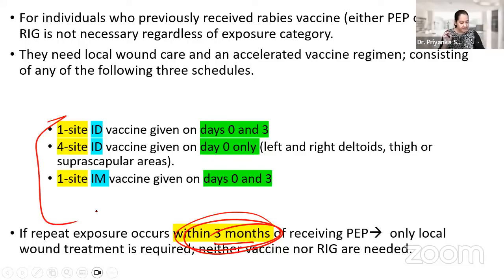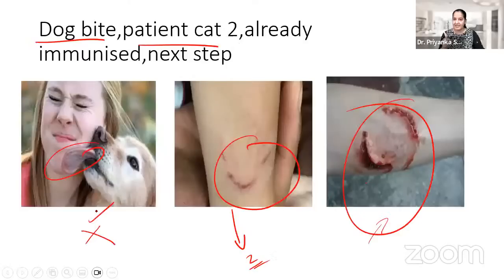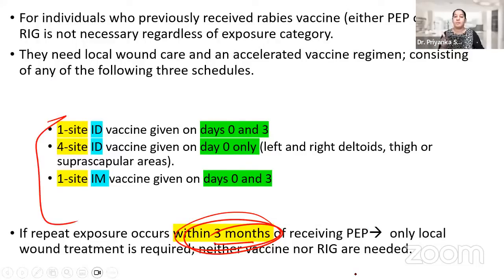Okay. So the person is immunized, it is mentioned. If the person is immunized, and the dog is also immunized, and it is category 2 or category 3, it doesn't matter. The answer will be observation along with antibiotics to prevent secondary bacterial infection. There is no gold standard treatment or drug of choice for this. Any broad spectrum antibiotic can be given.